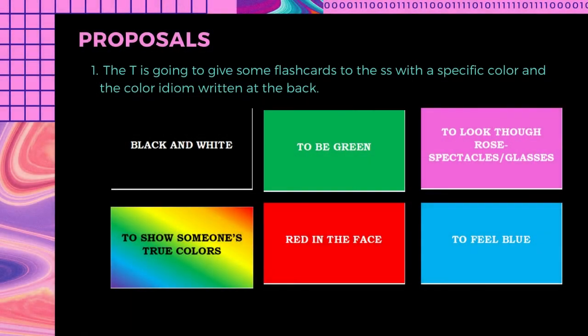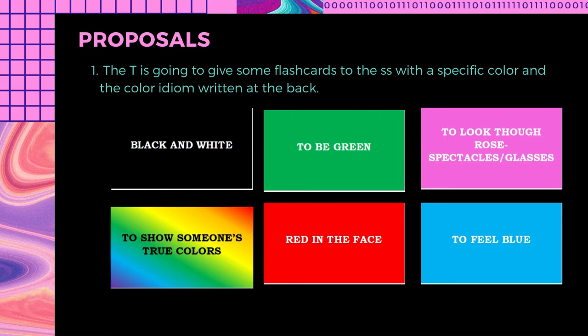For the first activity, the teacher is going to give some flashcards to the students with a specific color and the color idiom written on the back. They will gather in teams and discuss what they think about or how they interpret each color idiom according to what every color means to them. For this activity, students will deduce the meaning of the color idiom and explain the reasons why they think their answer is correct.